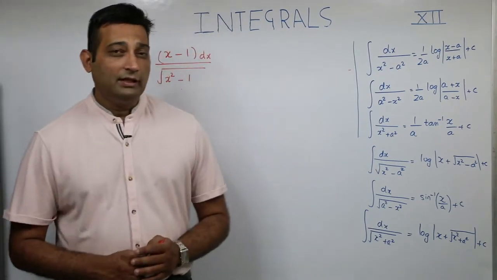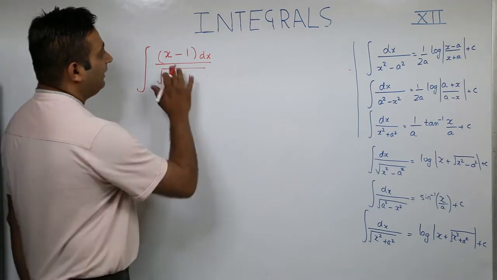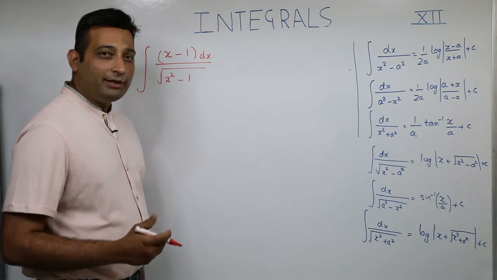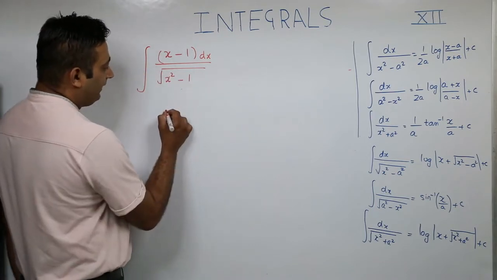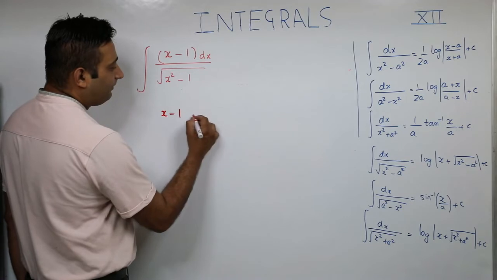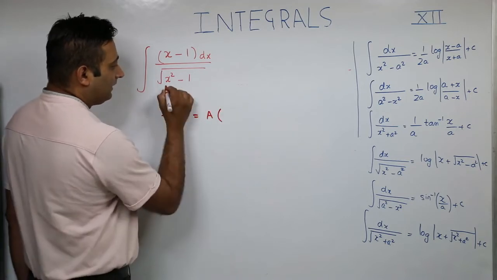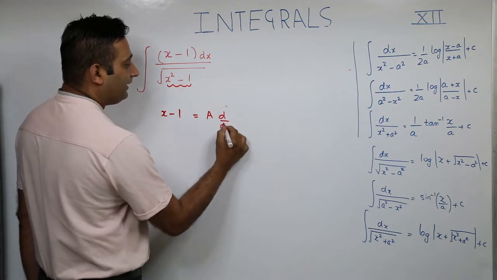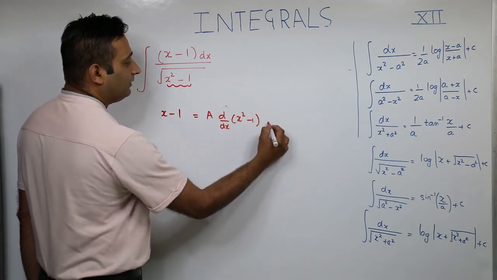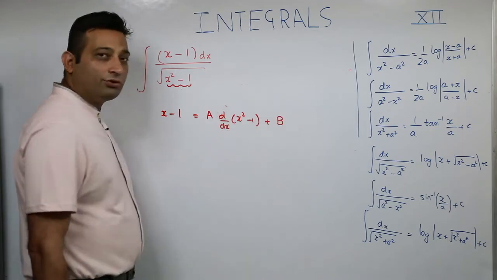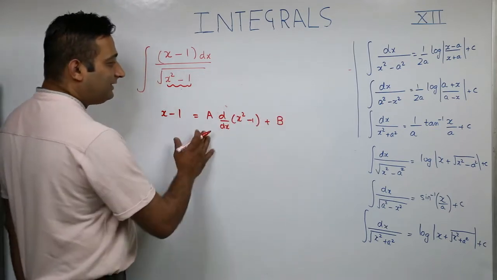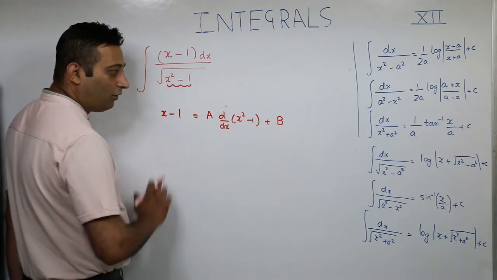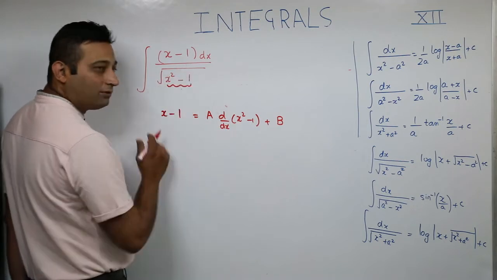Now we'll encounter some problems where we have a linear polynomial in the numerator and a quadratic polynomial in the denominator. So what we will do here is we will put x minus 1 as a times the derivative of this denominator, that is a times d by dx of (x square minus 1) plus b, where a and b are some constants. We are eager to find these constants a and b by comparing the coefficients of x and constant terms on both sides. Then we'll see how to solve this problem.